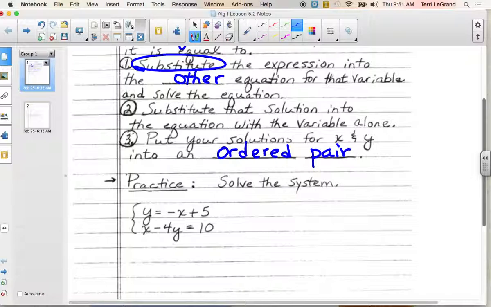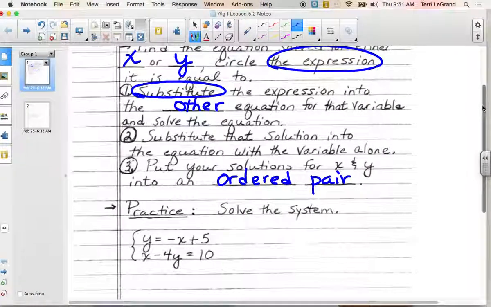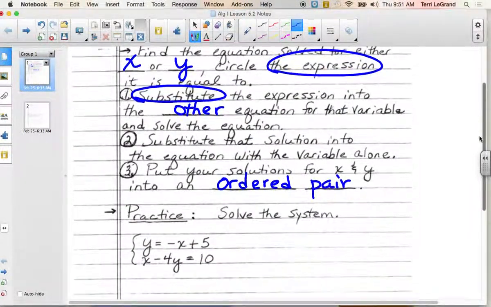So today, these are the steps you'll follow. Number one, you're going to look at those two equations. You're going to look for one of them to be solved for x or for y. You're going to circle the expression that it is solved for. And then you're going to substitute that into the other equation, and first you're going to find an x or a y solution. Then you'll find the other one and set your answer up as an ordered pair.